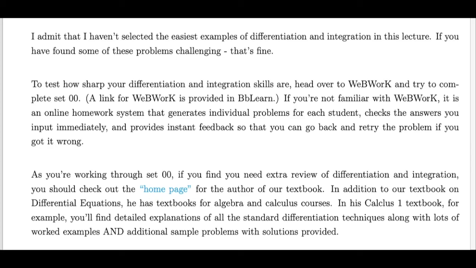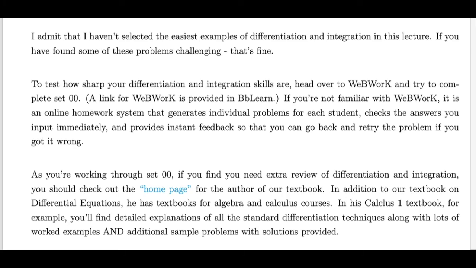If so, you can go ahead and jump over to Webwork. Webwork is the online homework system for this course. There's a link provided for Webwork in bblearn. And the very first set is called Set 00. And that set 00 is a review of some basic differentiation and integration problems. If you're not familiar with Webwork, it will provide immediate feedback, whether you've input a correct or incorrect answer. It'll give you an opportunity to continue retrying that problem until you've got it correct.